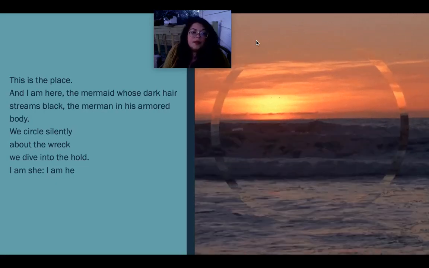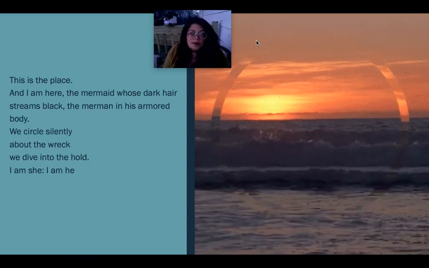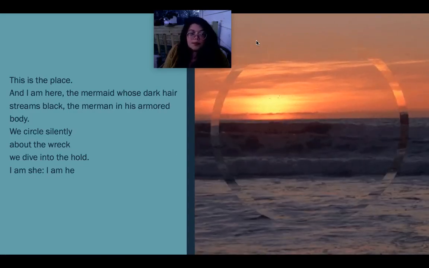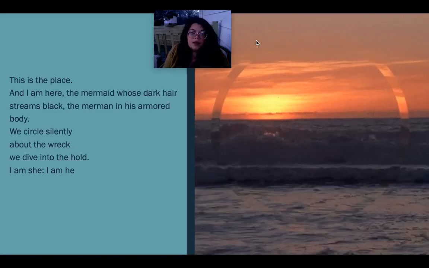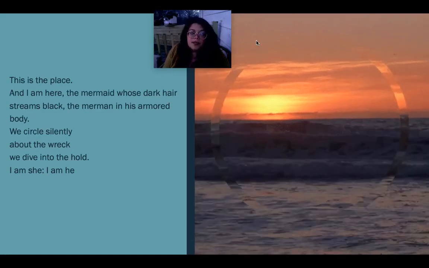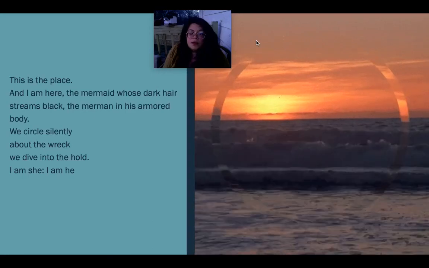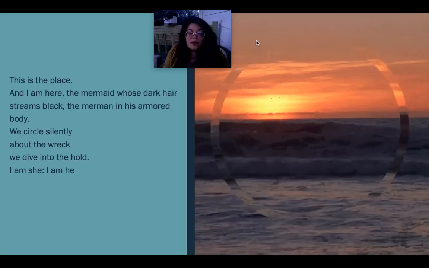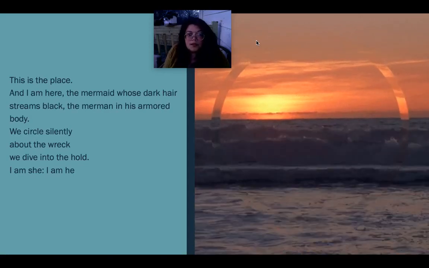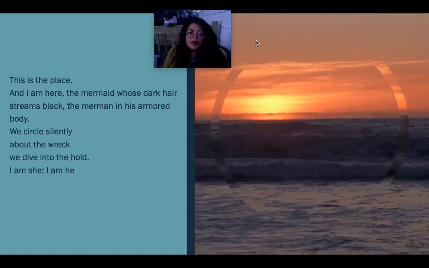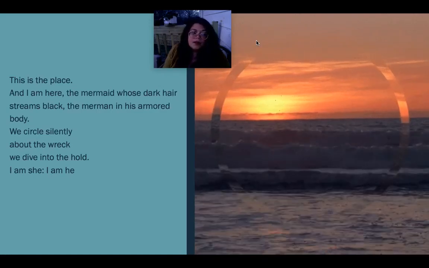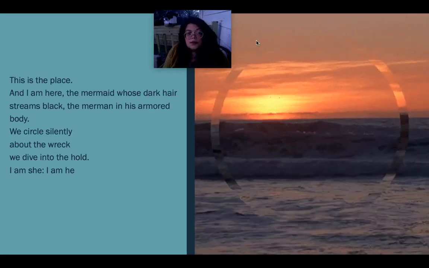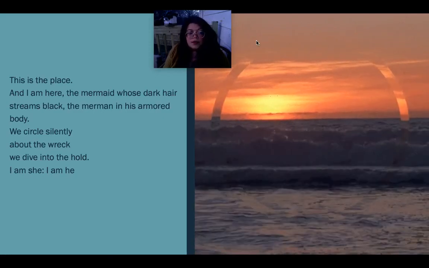And then we end with the merman in his armored body. So there's the atmosphere of strength. There's the perception of masculinity and femininity in one, encompassing one. Two, it could be that I'm looking at the wreck and the wreck is composed of us. And so I'm looking at the wreckage and who is in the wreck. And I'm acknowledging the people that are in the wreck. So maybe there is the essence of two people seeing the scars that the past has created.